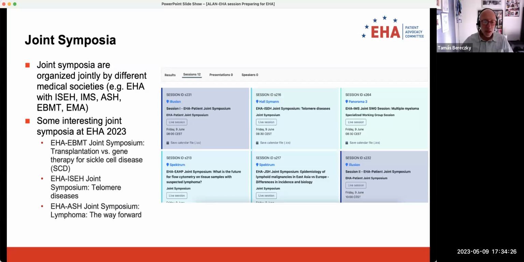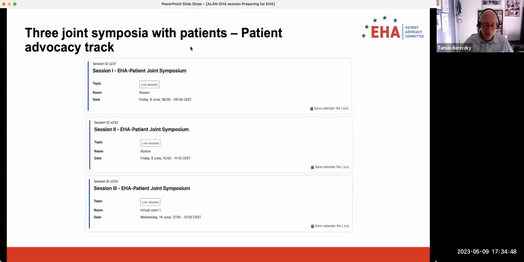And then last but not least, I also recommend something that's highly anticipated, which is the EHA ASH Joint Symposium on Lymphoma, simply called the Way Forward. So it will be interesting to see what is the way forward in lymphomas. And there will also be a series of 3 joint symposia with the patient community, with the patient advocacy committee and the participating patient organizations, many of whom are also represented here today. These 3 sessions will happen, as you see, on Friday and then on Wednesday.